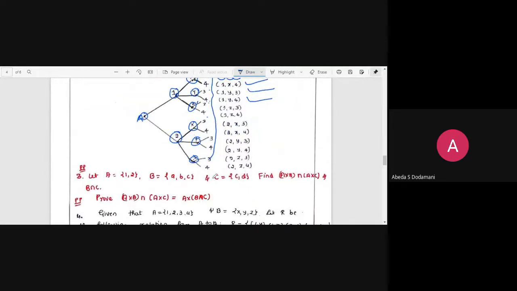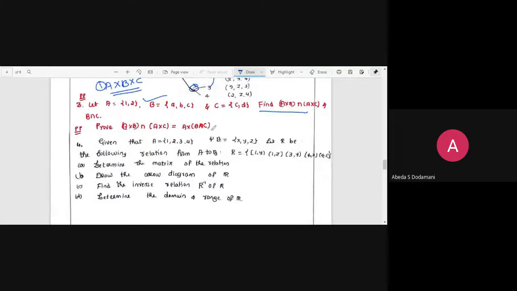For this example, also find out A cross B cross C. Do this for the same example, and this also you try. These practice problems I will create in the Google Classroom and post. You just have to solve them and post your solutions in the Google Classroom.